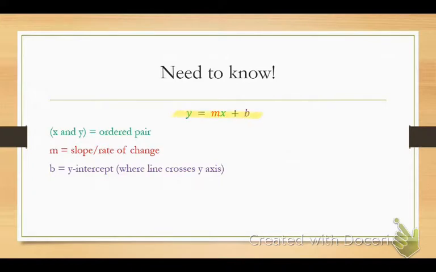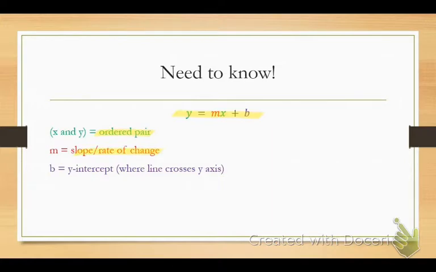Y equals mx plus b. Without this formula, I have no basis for graphing in slope-intercept. Okay, so the formula is everything. Where x and y stand for the ordered pair, meaning an ordered pair that I could plug in to make it true, or that would be a solution to the equation.